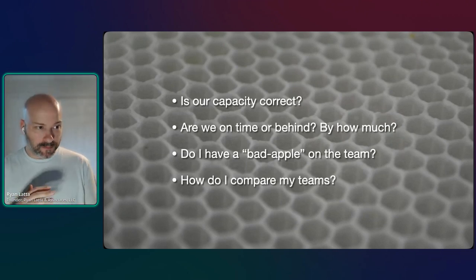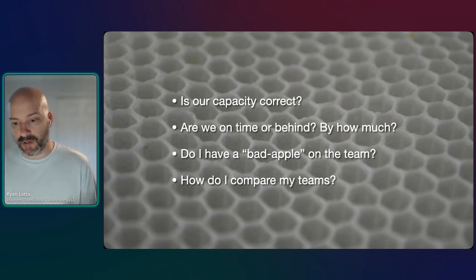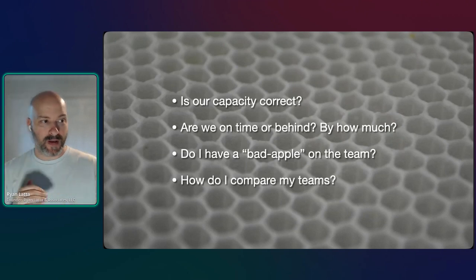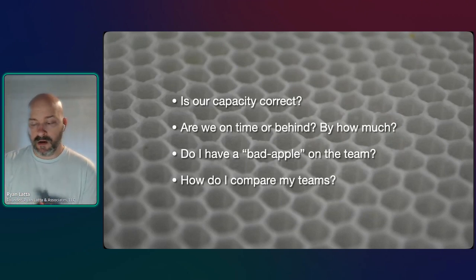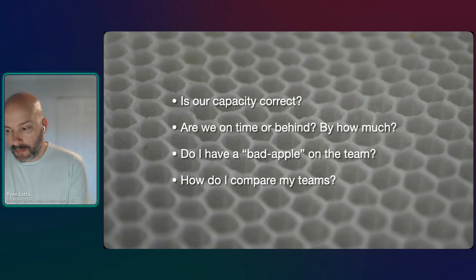How off are we? Then there are questions that people don't like to admit that they use velocity for, like, do I have a bad apple on my team? Or how do I understand how my teams compare to one another? Or do I have a really good team or a really bad team? This kind of comparison thing. And velocity gets used for all of these. And the thing is, I have yet to meet a single engineering leader who has used velocity for any of these and had confidence in what it said.